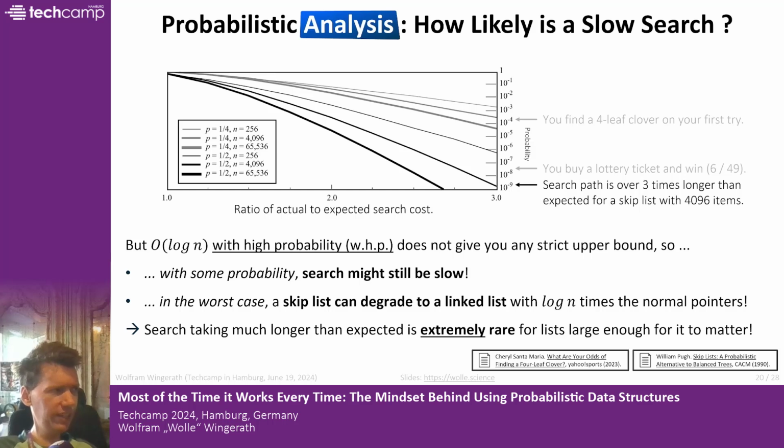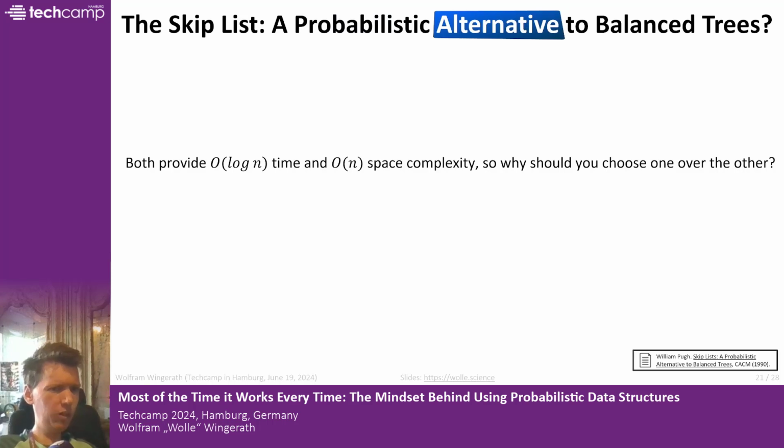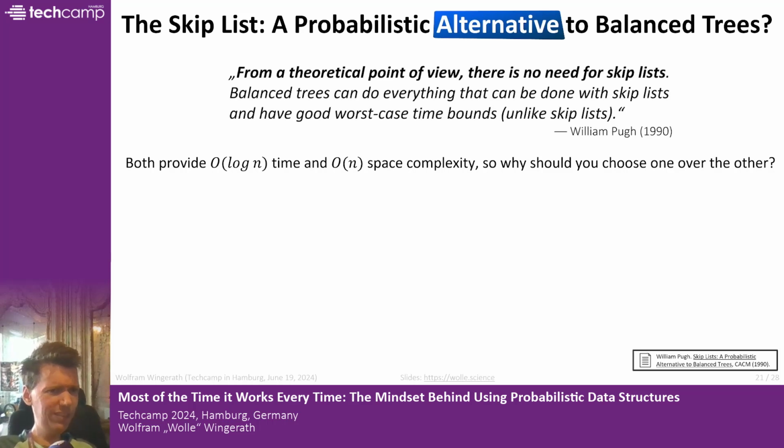Now, if you are a computer science geek, you may be wondering, okay, sounds nice, but with logarithmic time complexity and linear space complexity, for sorting stuff, we have trees for that. So why on earth should you use a skip list? Let's ask the skip list inventor, Bill Pugh. What he says in his skip list paper is, honestly, from a theoretical point of view, there's no need for skip lists. He says it himself: balanced trees can do everything that can be done with skip lists, and they also have good worst case time bounds, which skip lists don't have.